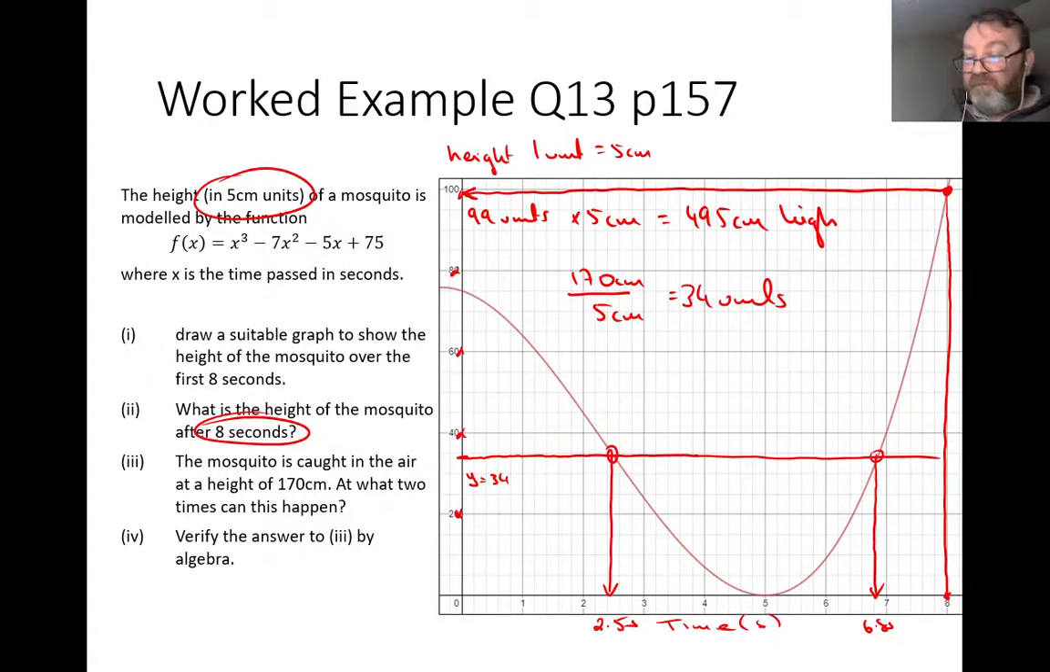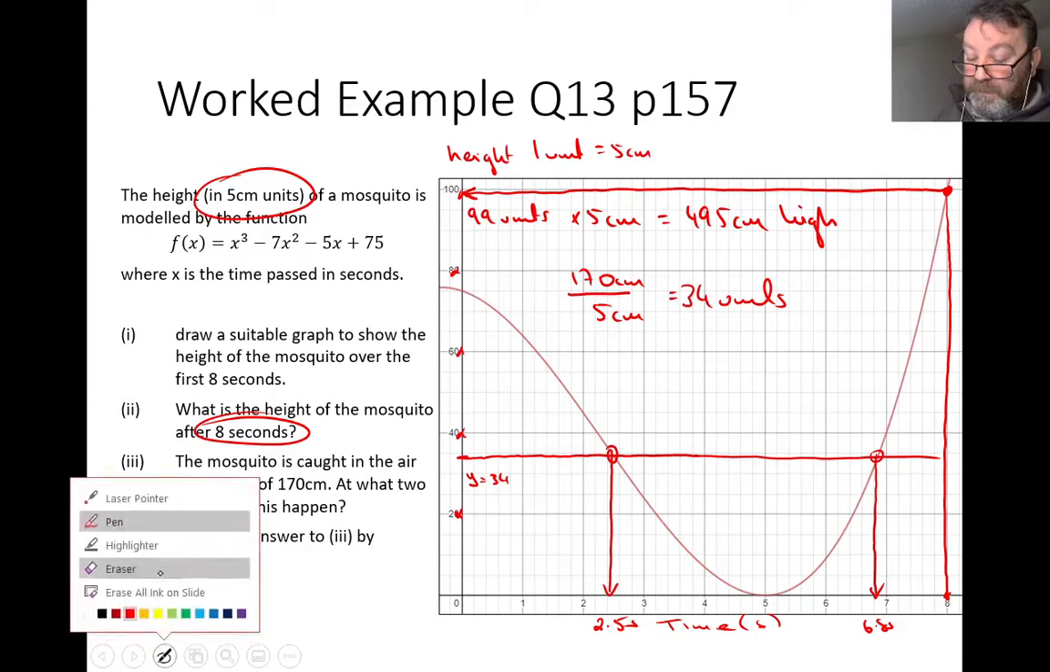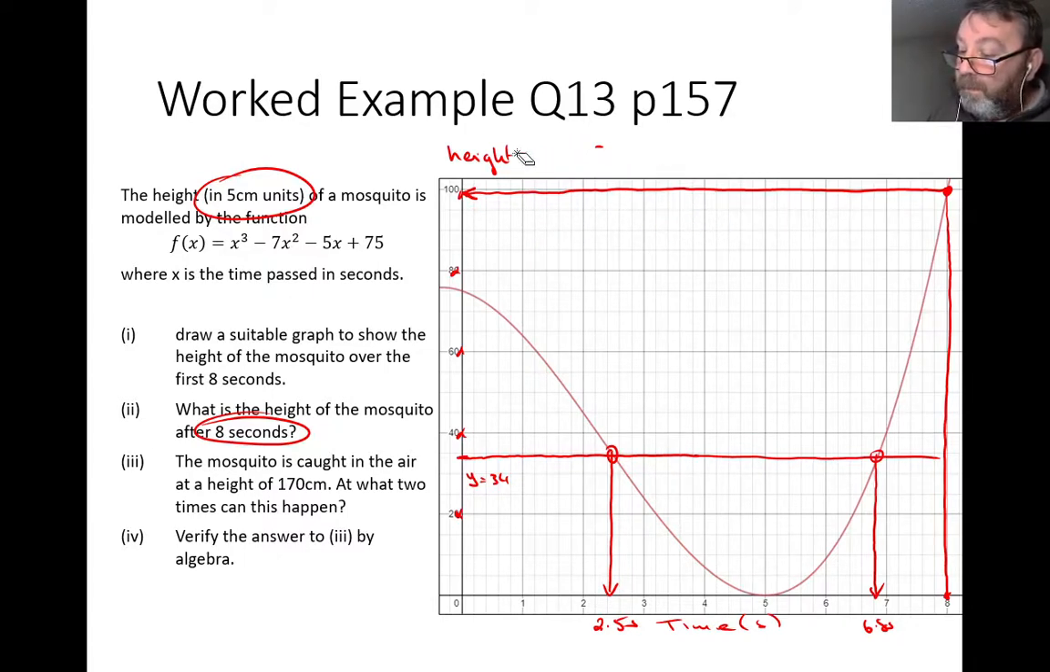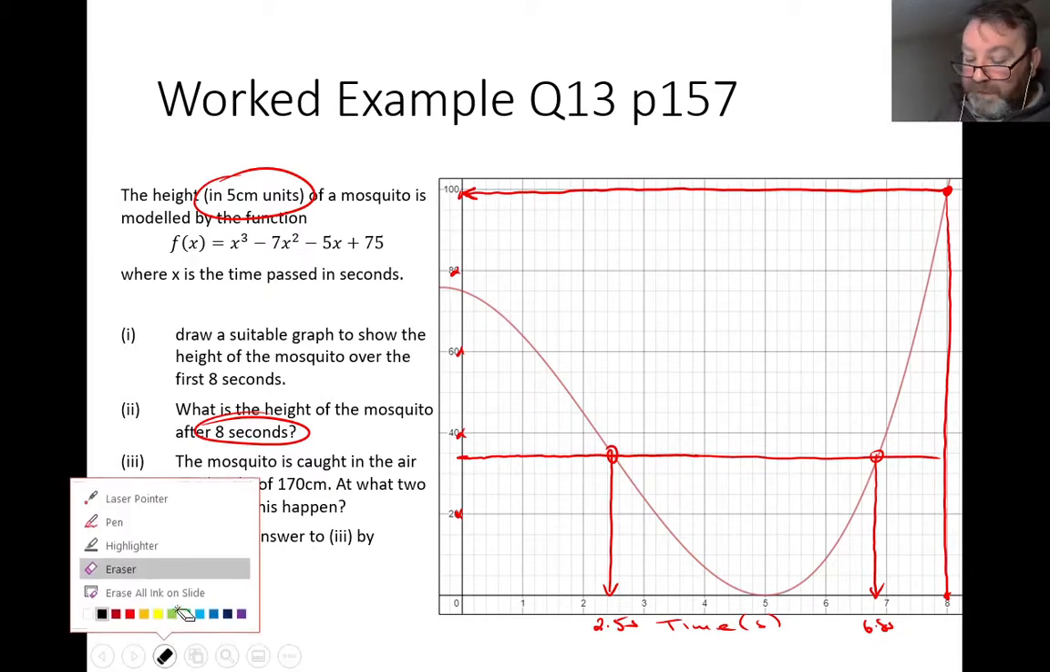Now, how do I verify the answer to 3 by algebra? Well, first of all, what I would have to do is to take the function and set it equal to 170. So let me do this by algebra. Let me take off what I don't need. I'm just going to take this off here, give myself a bit of space to show you what I'm going to do. I need the answers on the graph, so I'm going to leave them there. Take that off. Okay, and that. All right, so let's try the algebraic way.